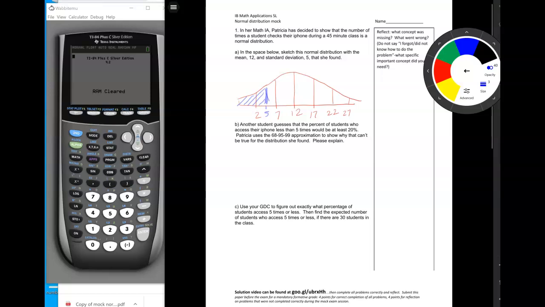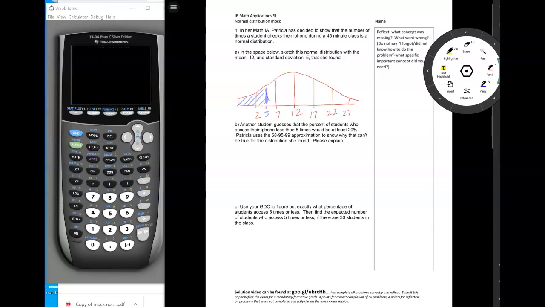And Patricia says that it would not be at least 20%. And the reason why she knows is because of 68, 95, 99. So you're supposed to explain how she knows. So remember that 68, 95, 99 basically tells us that these middle two sections are each worth 34%. And then this section is worth 13.5, and this section is worth 2, and this is 13.5, and this is 2. So basically, this person says that this blue section is at least 20%.